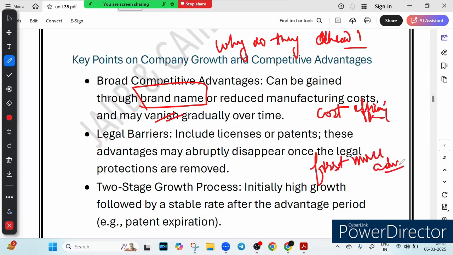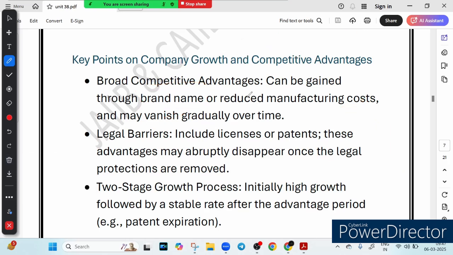What does it mean? The first player in a new market often gains a head start, but it does not last forever. The reality check is that these advantages are not permanent. Over time, competitors catch up and the edge vanishes. For example, reduced manufacturing cost may vanish gradually over time.